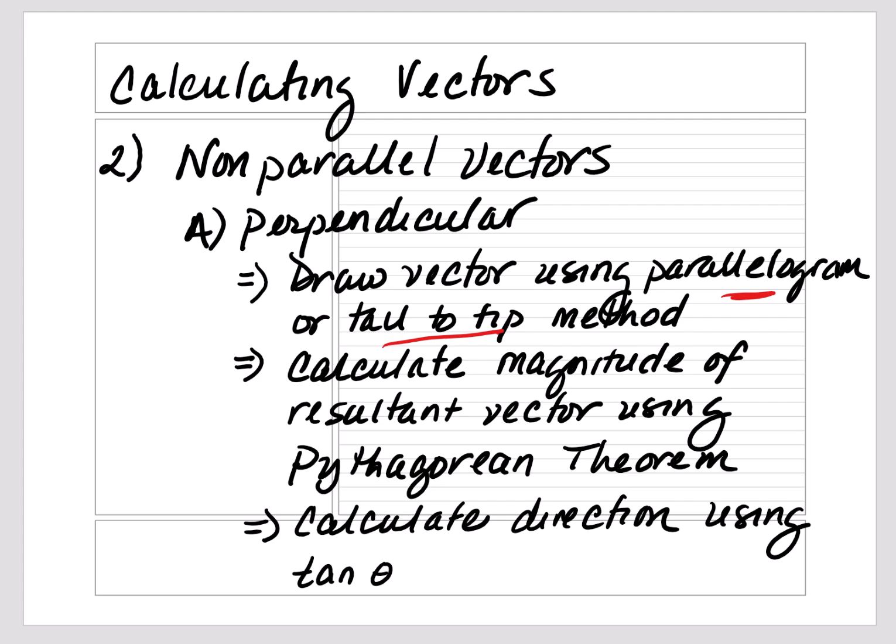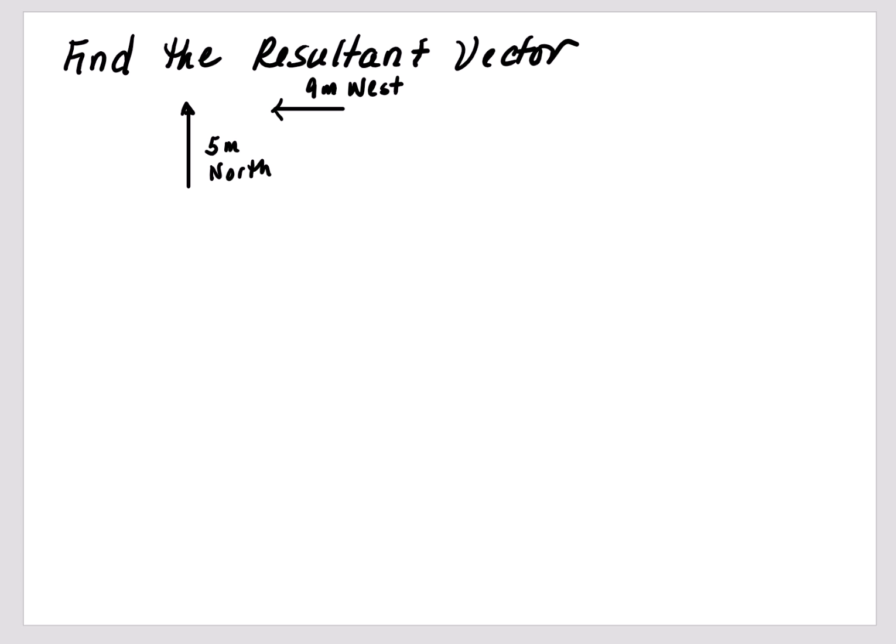After you draw your vector, calculate the magnitude of the resultant vector using Pythagorean theorem. And lastly, since vectors have direction, you need to calculate direction using tan theta. So in this first example, pause the video and draw your resultant vector, either using parallelogram or tail to tip method.